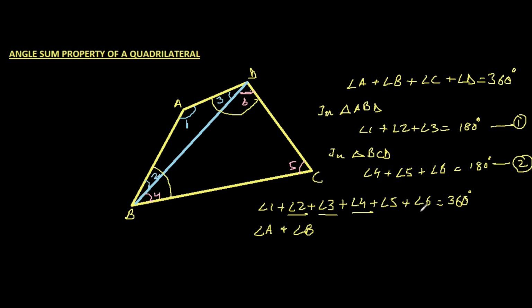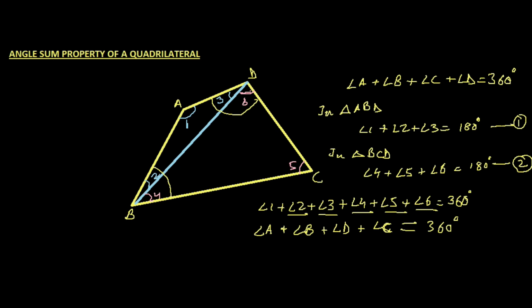So angle 3 and angle 6 is the same as angle D. And we are left with angle 5, which is angle C. So that should be equal to 360 degrees. Well, there you have it. Angle A plus angle B plus angle C plus angle D is equal to 360 degrees. So this was just any random quadrilateral that we took, and we found that the sum was 360 degrees.